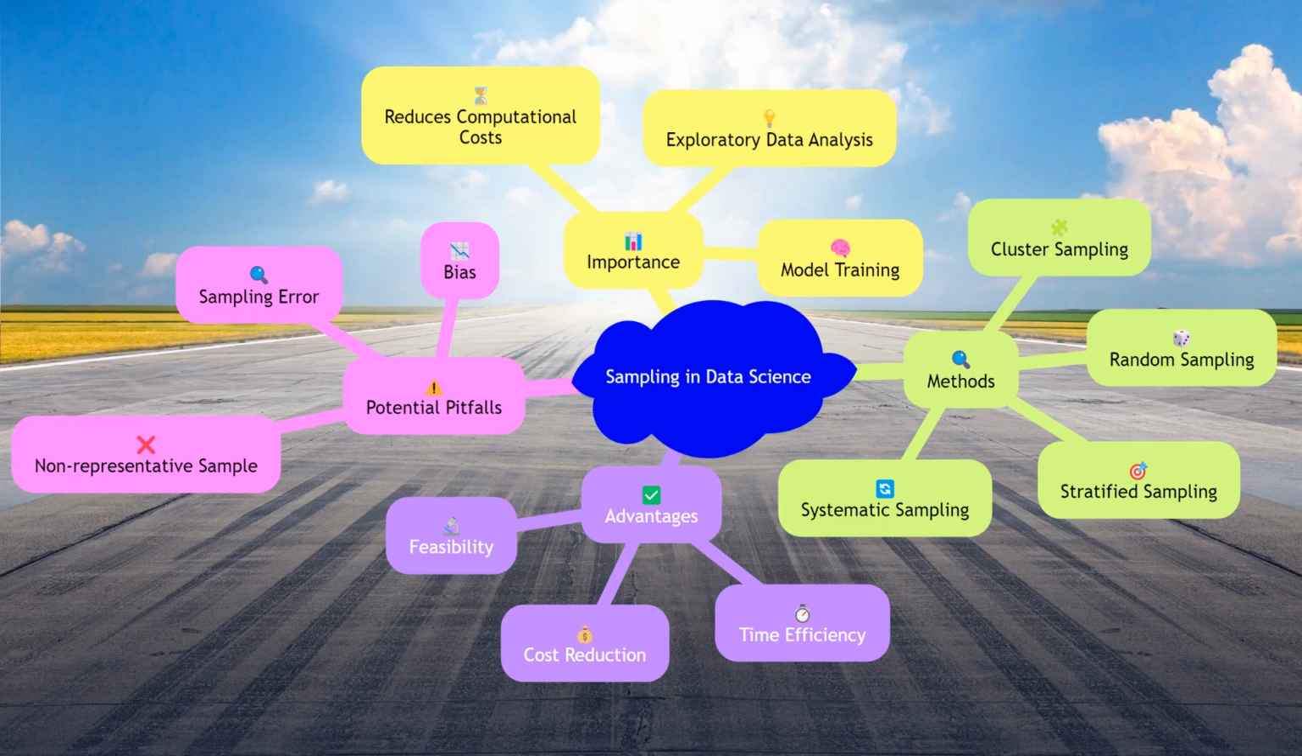Sampling is a fundamental process in data science, especially when dealing with large data sets. It involves selecting a subset of data from a larger dataset to make inferences about the entire population. This process is crucial in exploratory data analysis and model training, as it helps in reducing computational costs and time while maintaining the integrity of the analysis.